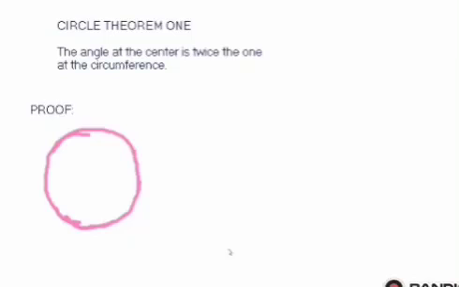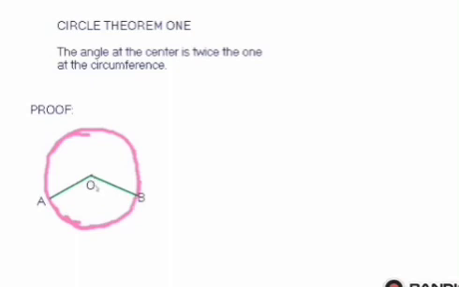Given a circle with an arc, this is the first line and the second line. They join at this point to form an arc. We label the first point as A, and the second point as B, where it meets the circumference. So this is our arc AB. They meet at a point at the center, which we label as point O.